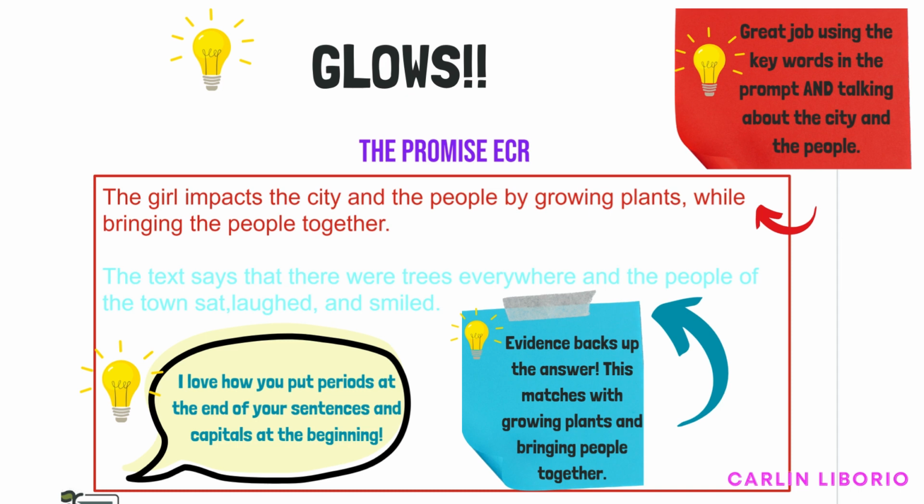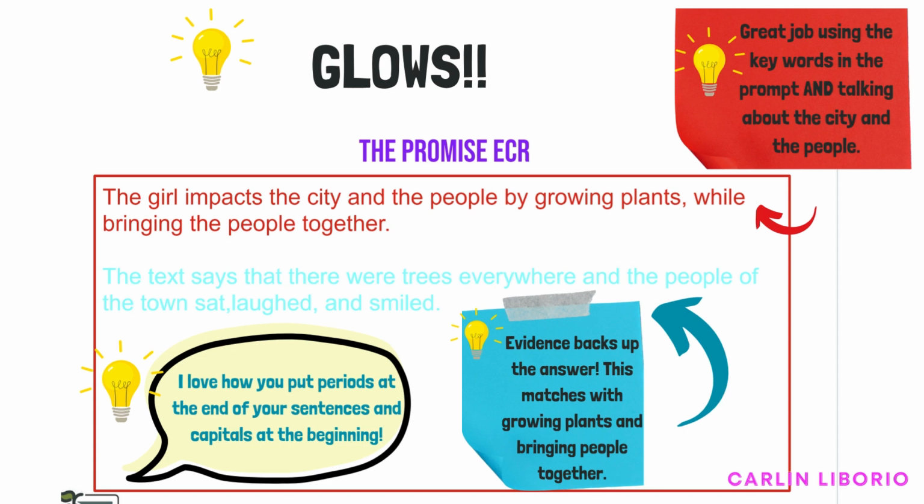So, first of all, the glows. I would say to the student, great job using the key words in the prompt and talking about the city and the people. A lot of students might just talk about the city or they might just talk about the people. So the fact that the student used the word impact, I would congratulate them for that. And they talk about the city and the people. I love how you put periods at the end of your sentences and capitals at the beginning. That might be huge for the student that they did that.